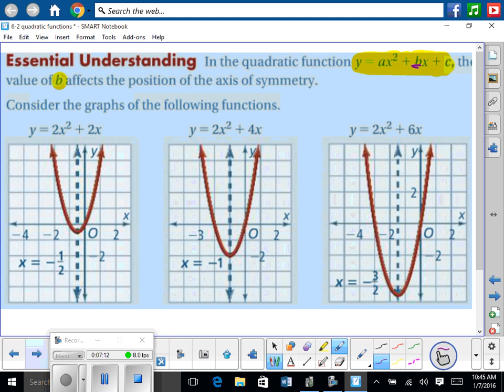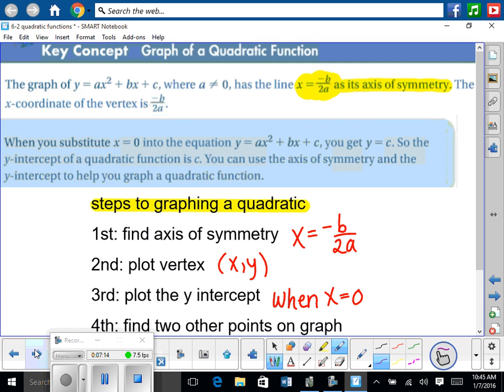Now I'm going to tell you how to know exactly where the axis of symmetry goes. This is what you want to write down, this formula. No matter what, you can use this formula. You can graph any quadratic this way. Even the stuff we learned yesterday, you can use this method to graph any quadratic.